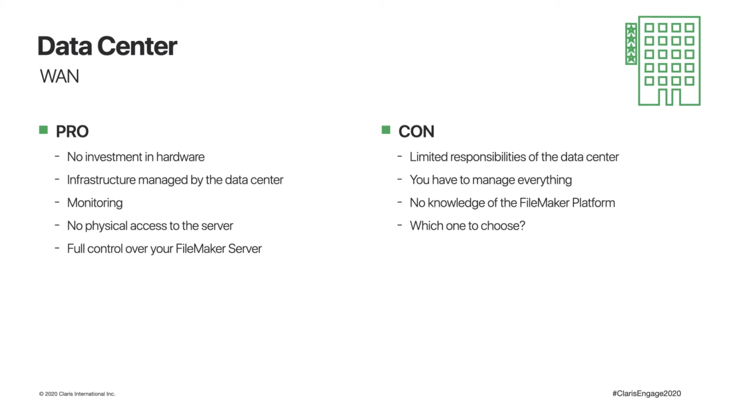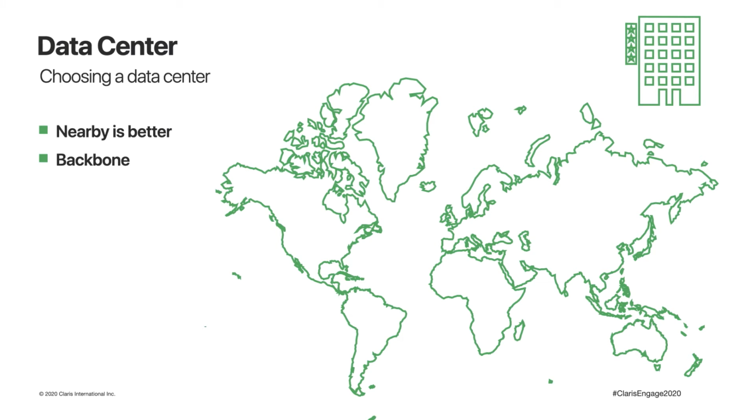To help a little bit with the last question, there are some main things you can look to. First of all, the physical place of your data center. If all your users are in the east coast of the US, it's not a good idea to host your FileMaker solution on the west coast of the US, or in Europe, or in Asia. So nearby is better most of the time, because the farther away the solution, the slower the network latency will be.